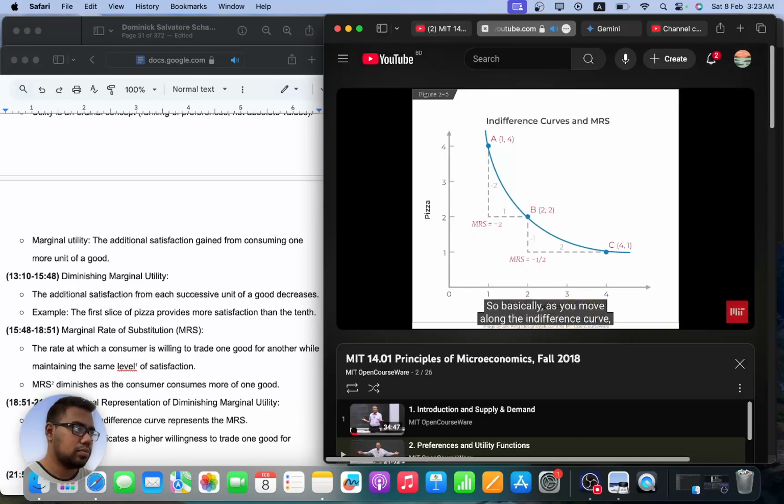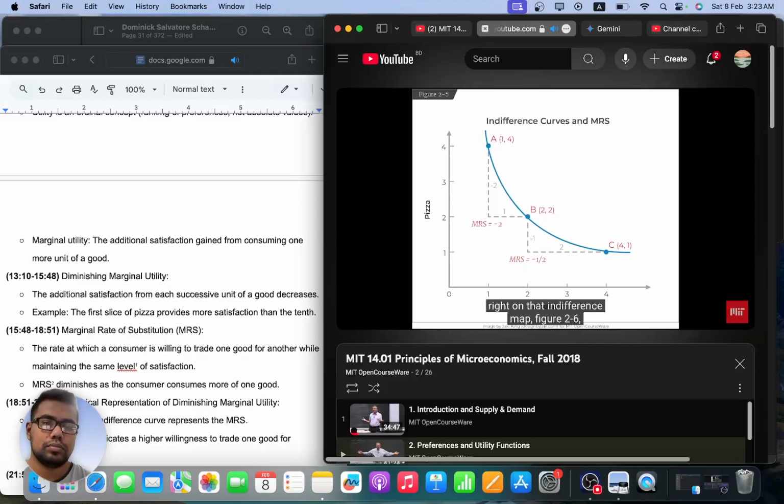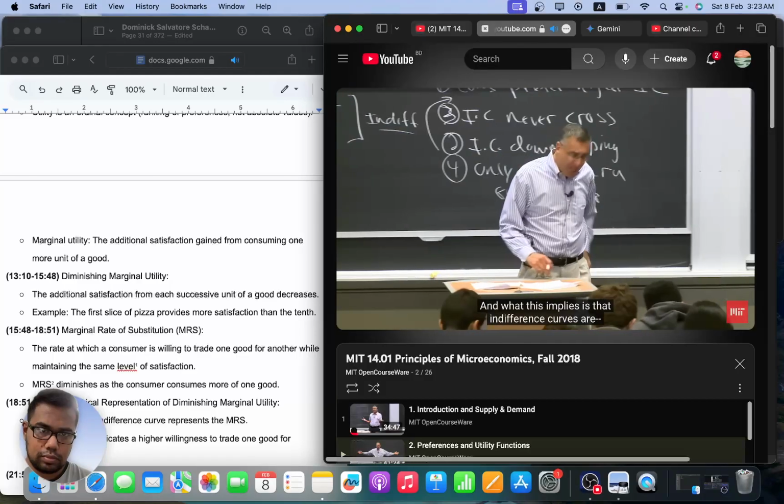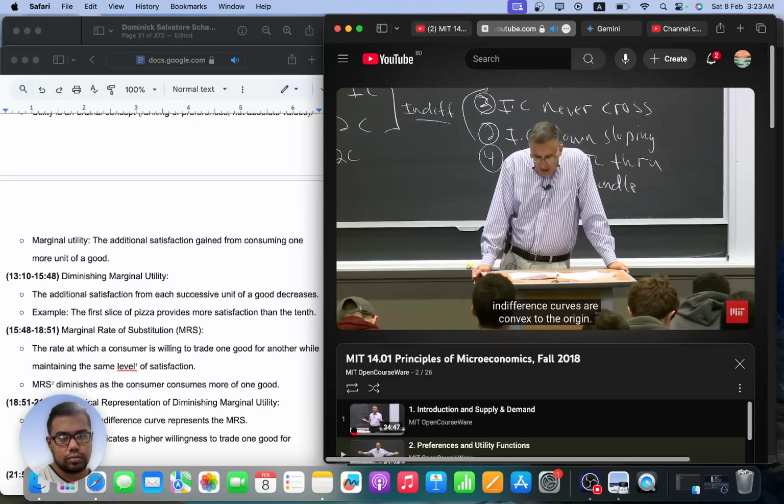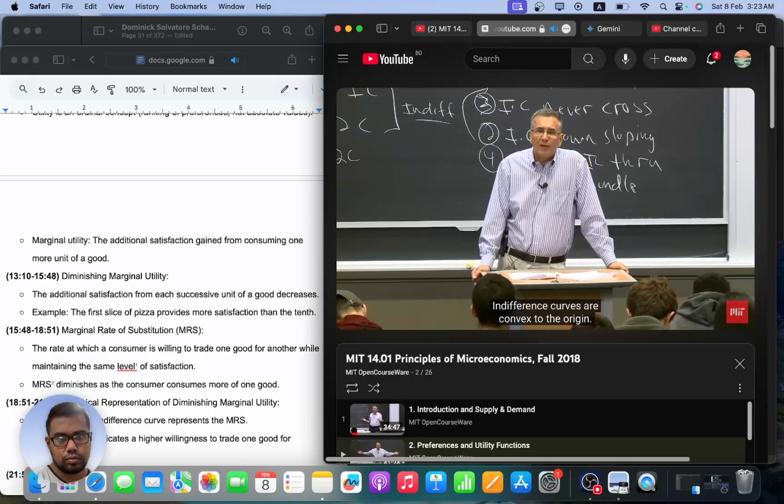Okay? So basically, as you move along the indifference curve, you're more and more willing to give up the good on the x-axis to get the good on the y-axis. As you move from the upper left to the lower right on that indifference map, figure 2.6, you're more willing to give up the good on the x-axis to get the good on the y-axis. And what this implies is that indifference curves are convex to the origin. Indifference curves are convex to the origin.